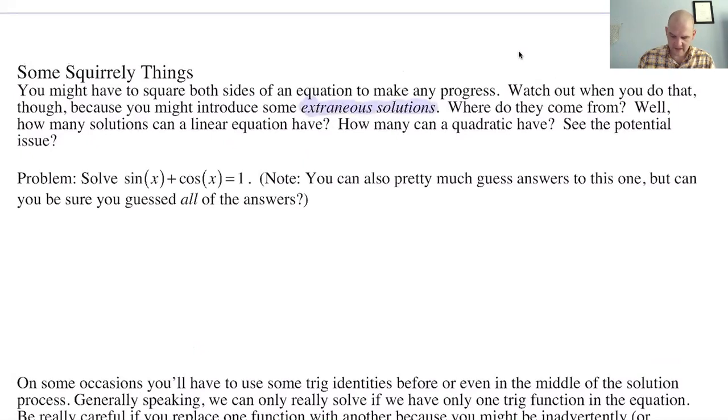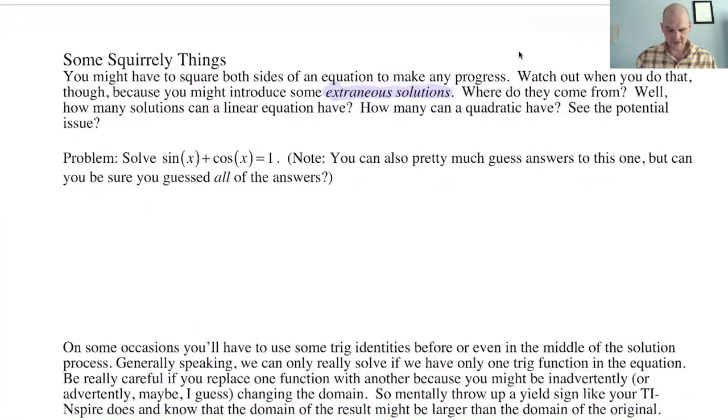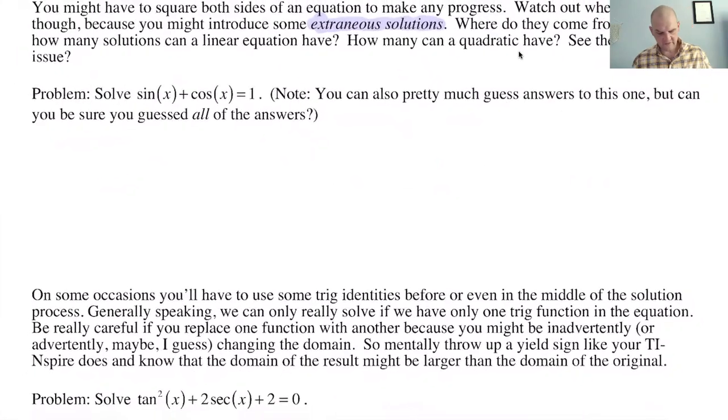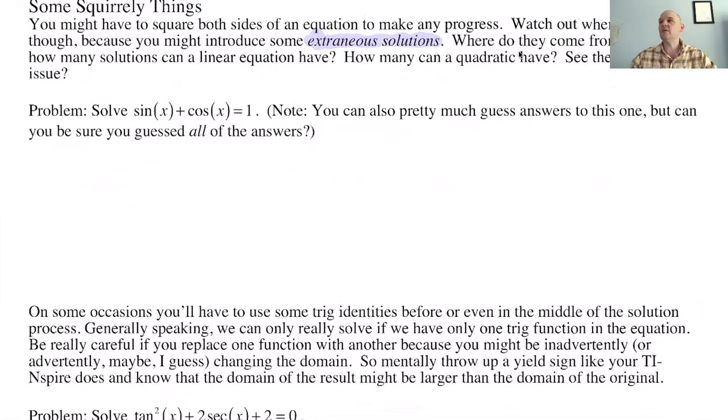Basically, the rule that I use is if you do something that you think is kind of weird, you should probably check your answers because you might have introduced the possibility of extraneous solutions. So let's take a look and see what that means. We want to solve sine of x plus cosine of x equals 1. This is a problem because if there's more than one trig function in your equation, what are you going to do? So we have to find a way to deal with this.